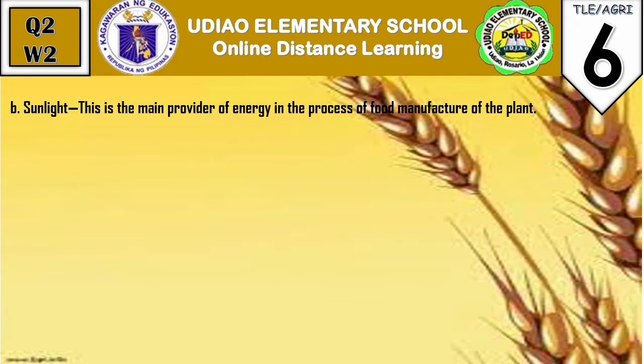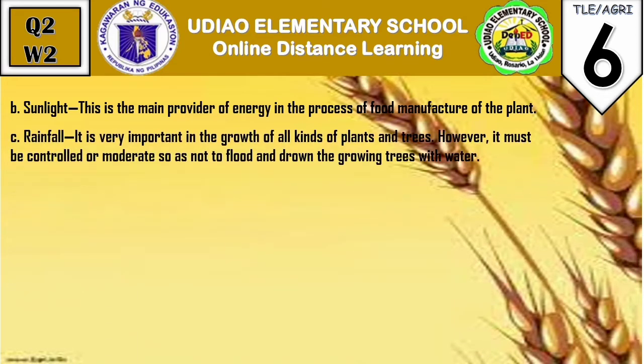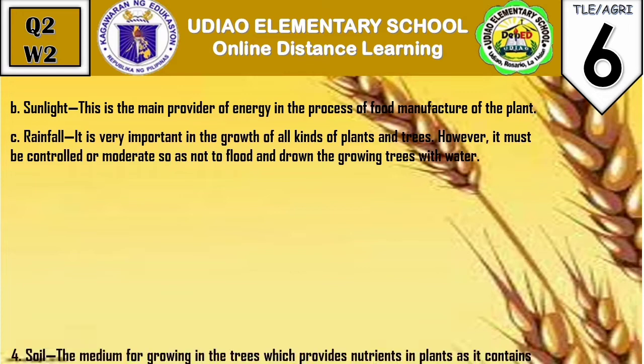B. Sunlight. This is the main provider of energy in the process of food manufacture of the plant. And letter C. Rainfall. It is very important in the growth of all kinds of plants and trees. However, it must be controlled or moderate so as not to flood and drown the growing trees with water.